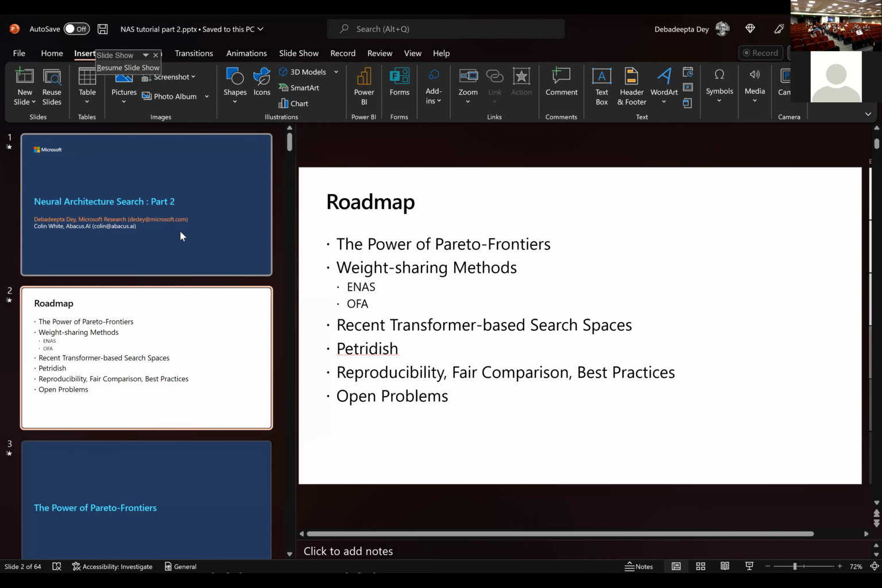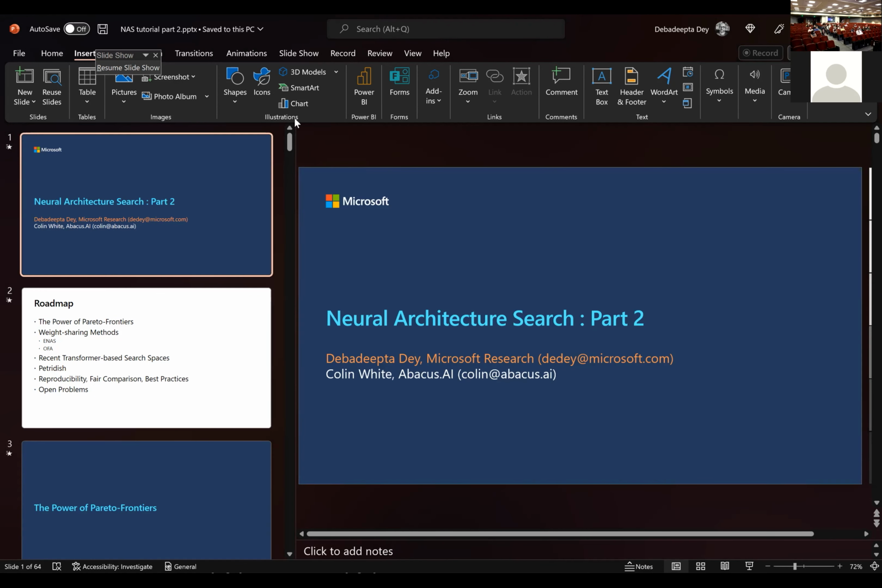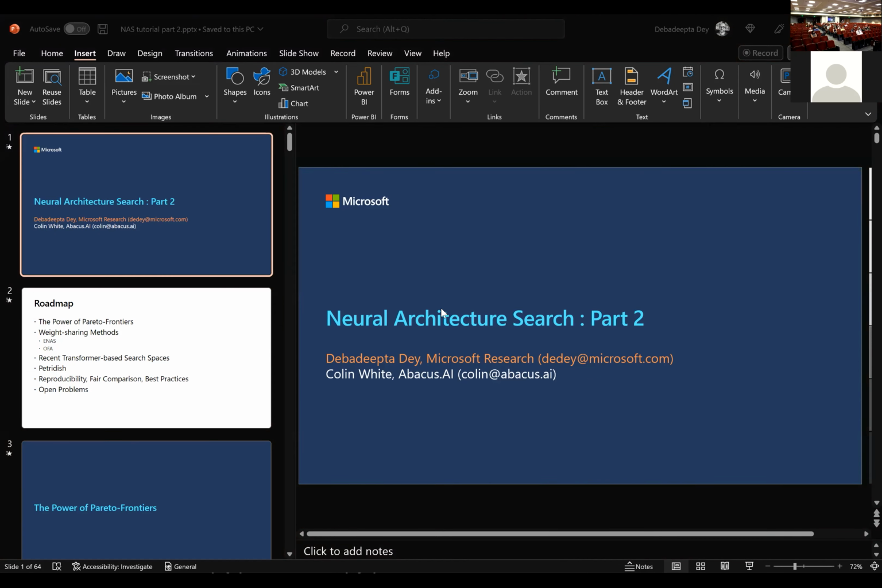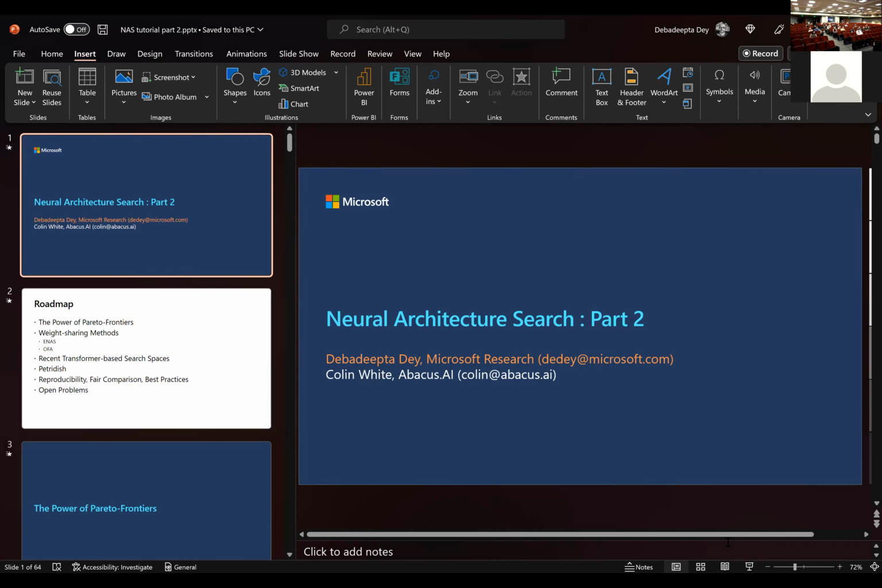Okay, so I see a lot of questions. Right. A quick question about the performance prediction. Are there differences between predicting the validation accuracy versus the training loss, and how do you think about that?